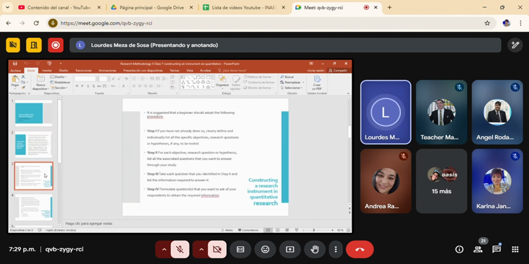What do we have to take into account when we are building a question, an instrument? We should adopt the following procedure. In step 1, which you have now already done, clearly define and individually list all the specific objectives, research questions, and hypotheses, if any, to be tested or, in the case of questions, to be answered. In step 2, for each objective or research question, list all the associated questions that you want to answer through your study.